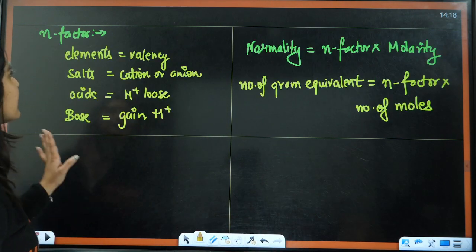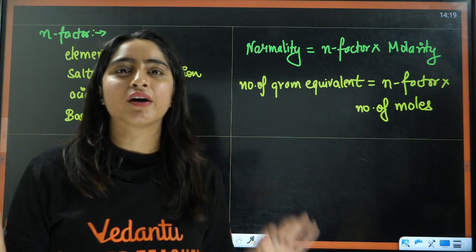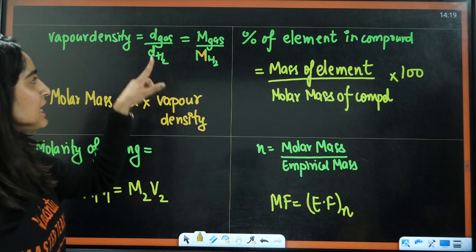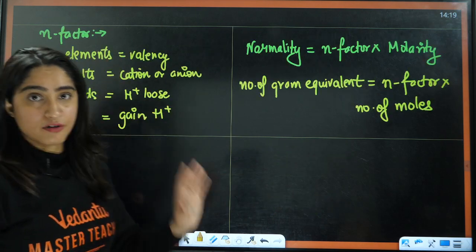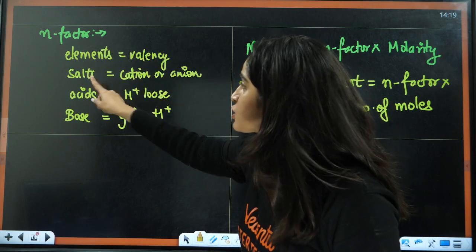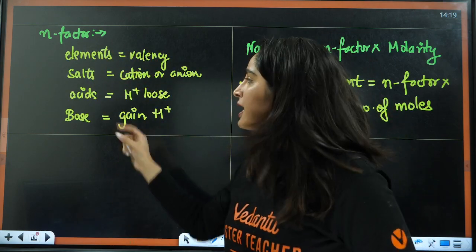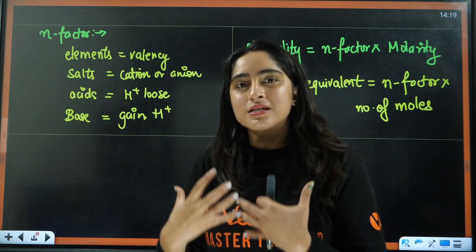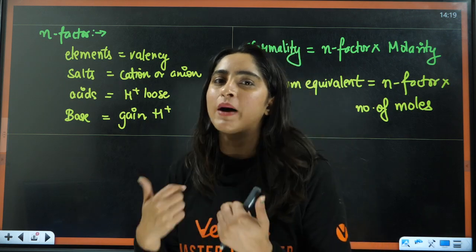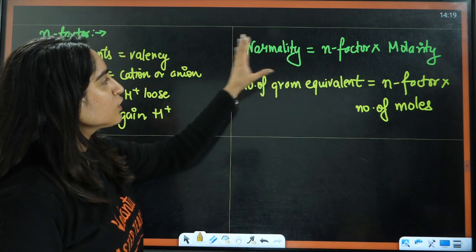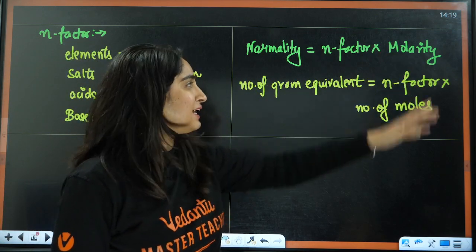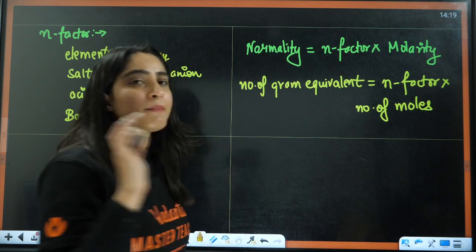Next we have the N factor. Everywhere N defines different things. Here N was different, here N was different, here N was different, and here N is different. Okay, this is the N factor. That means for elements it will be valency, for salts it will be the cationic or anionic charge, for an acid it will be the number of H positive ions given, and for a base it will be the number of H positive ions gained by that base, right? So if you want to calculate normality, it is equal to N factor into molarity, and also the number of gram equivalents.